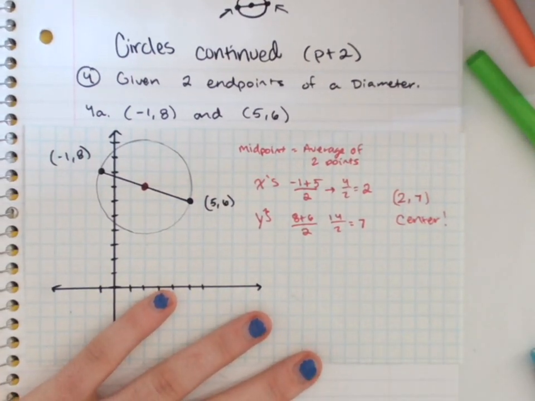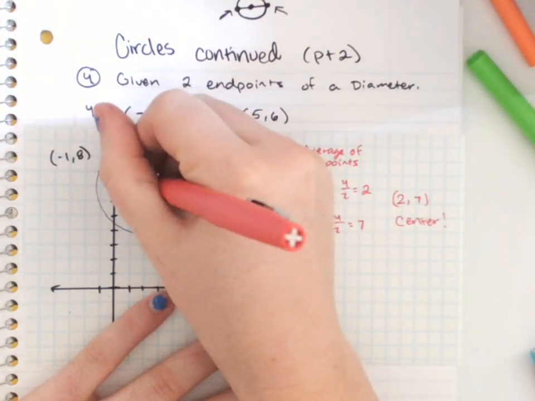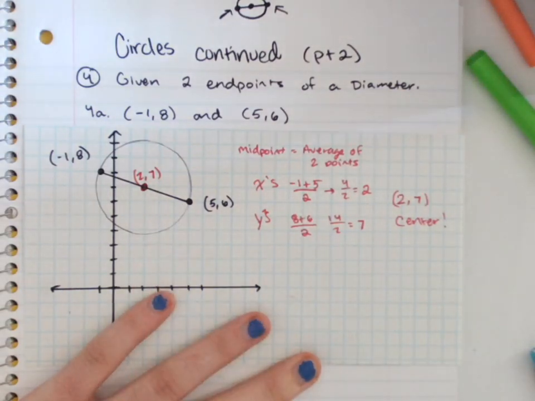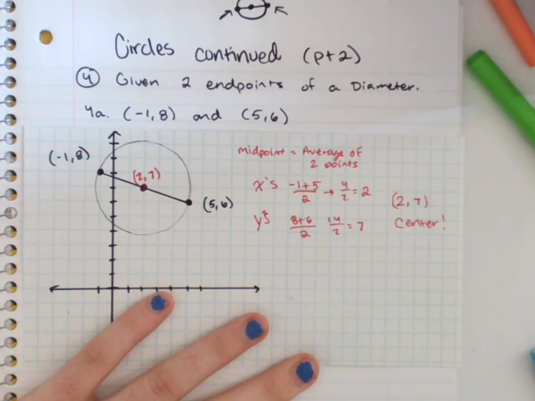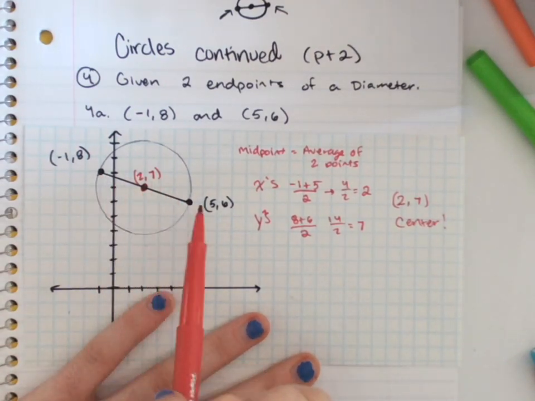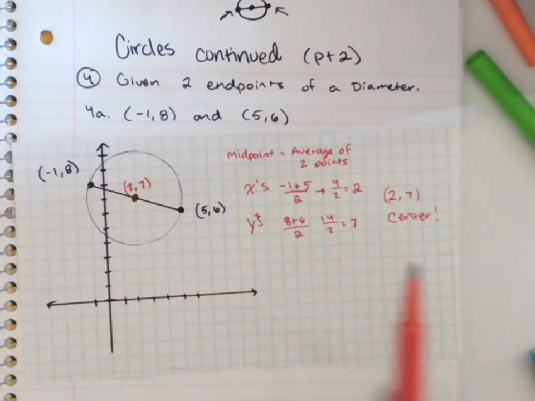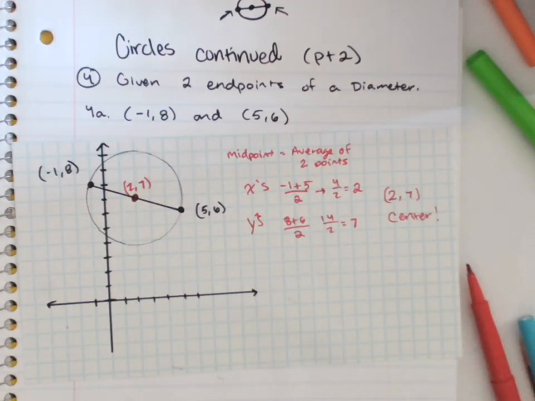We need to find the radius. So how do we find the distance between here and here? We could use the distance formula and do it between this point and this point. Another way is I can find the distance between this coordinate and this coordinate and then just cut it in half, because the diameter is double the radius. So let's explore that.